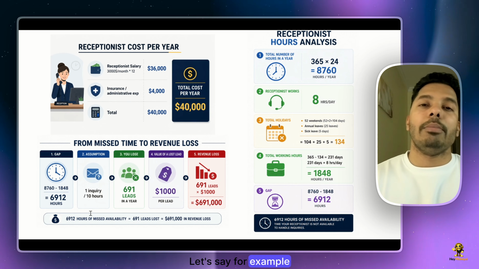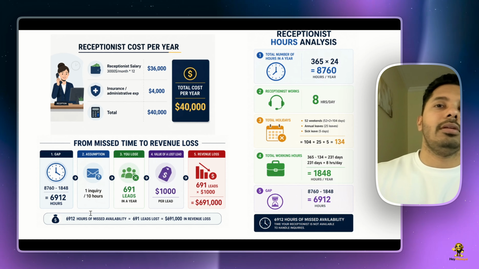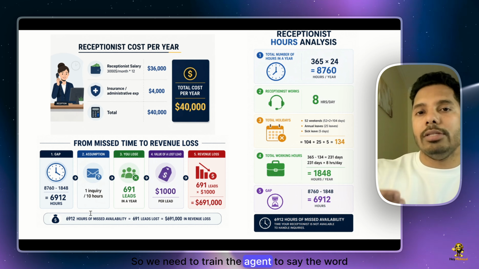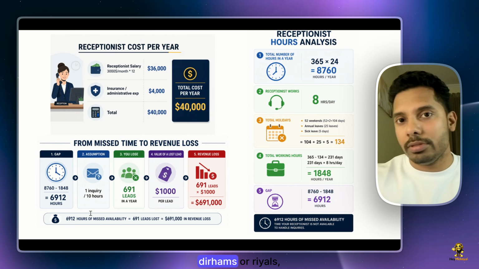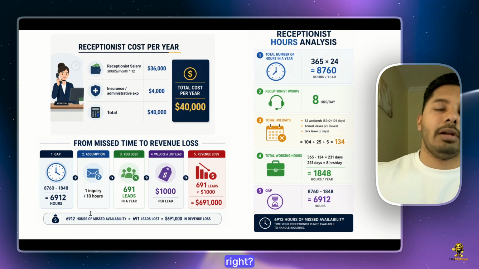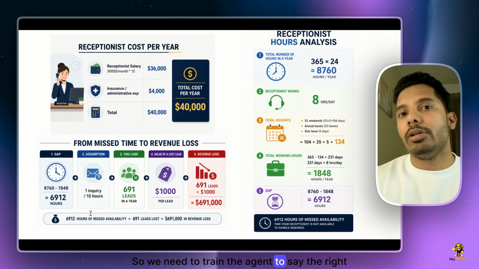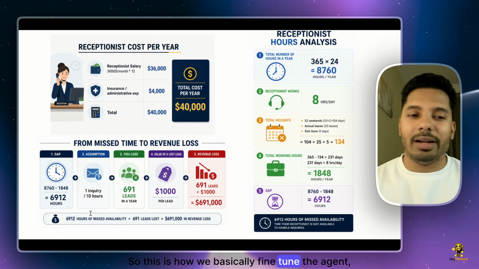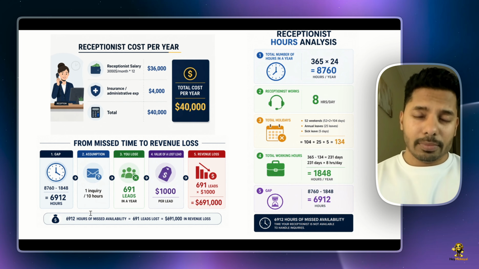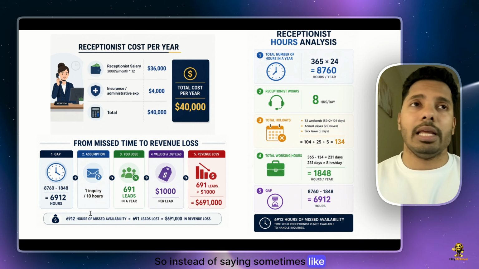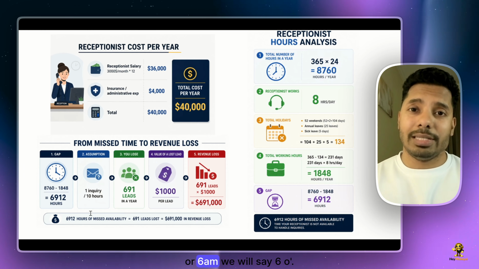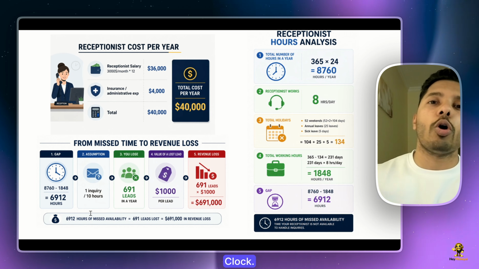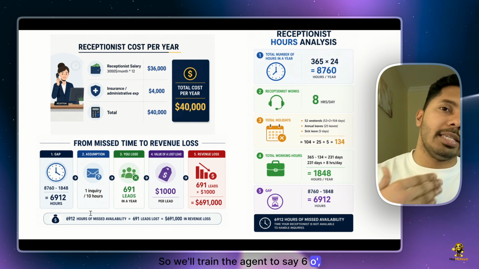Let's say for example dirhams. So we need to train the agent to say the word dirhams or riyals, right? So we need to train the agent to say the right pronunciation. So this is how we basically fine tune the agent, right? So instead of saying sometimes like 6 p.m. or 6 a.m., we will say 6 o'clock. So we'll train the agent to say 6 o'clock, right?